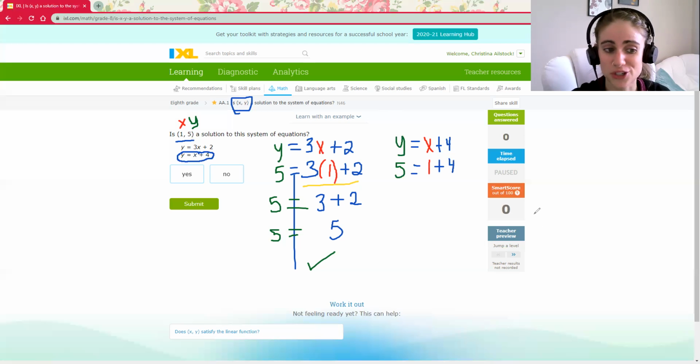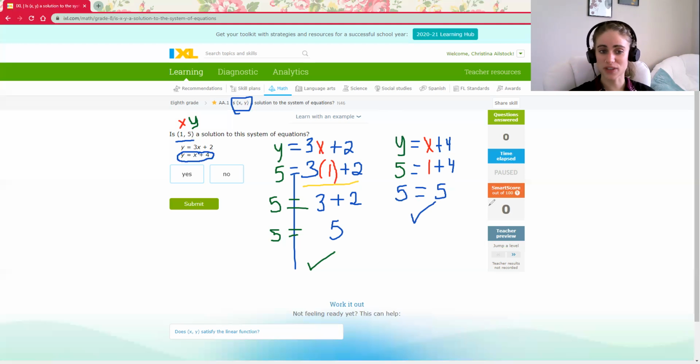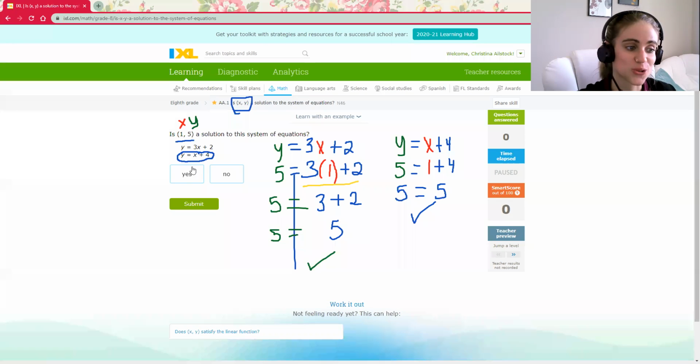All right, this time there's no multiplication, which makes it a little bit easier. 1 plus 4 is 5, and that's what I was supposed to get. 5 equals 5. All right, it works for both of them, which means if both of these lines are sharing this point, when I graph these lines, that is the point, (1, 5), where they will intersect. That is the solution to the equation. So I can click yes.